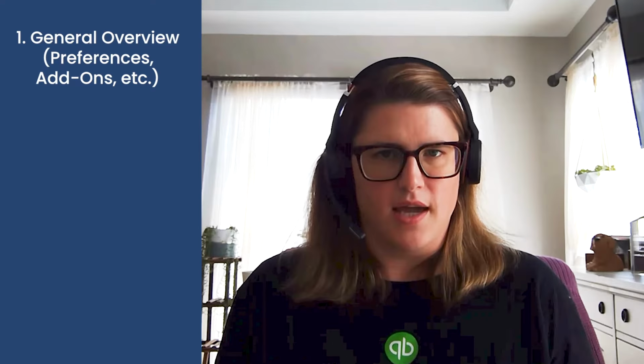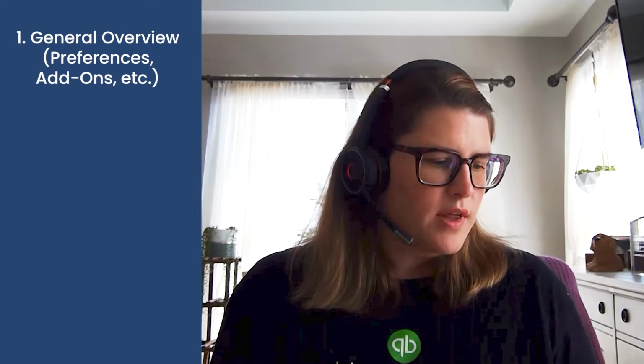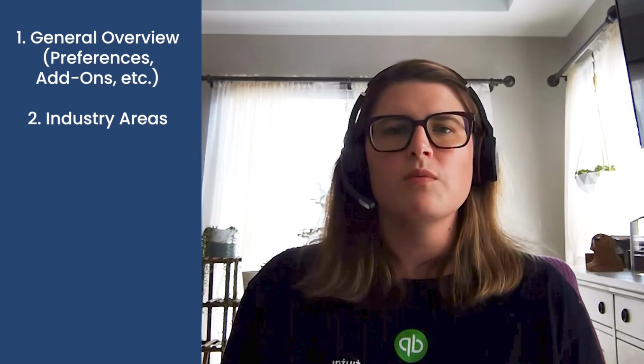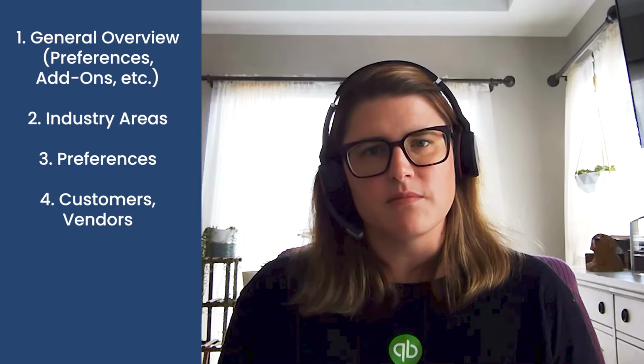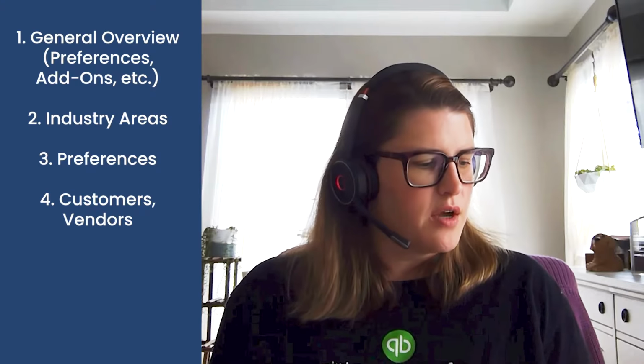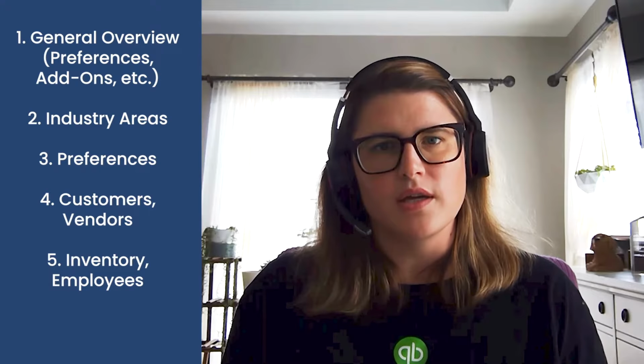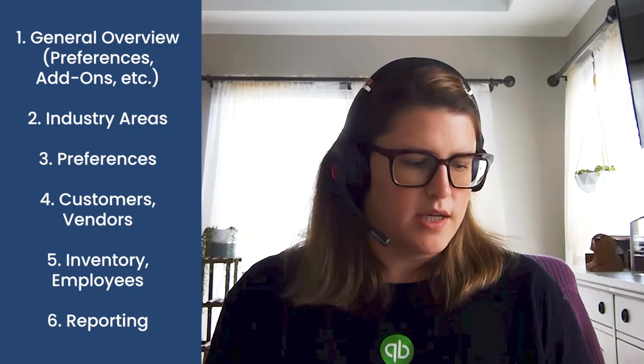We're going to start off with a general overview, going through preferences and talking about some of the add-ons you can think about, such as QuickBooks Payments or QuickBooks Payroll and the different levels that they have. After we do that, we're going to go through any specific industry areas at a very high level just to show you where they are. We will then dive into preferences, then we'll jump over into customers, cover vendors, we'll go into inventory and employees, and then we'll go into reporting to tie it up.